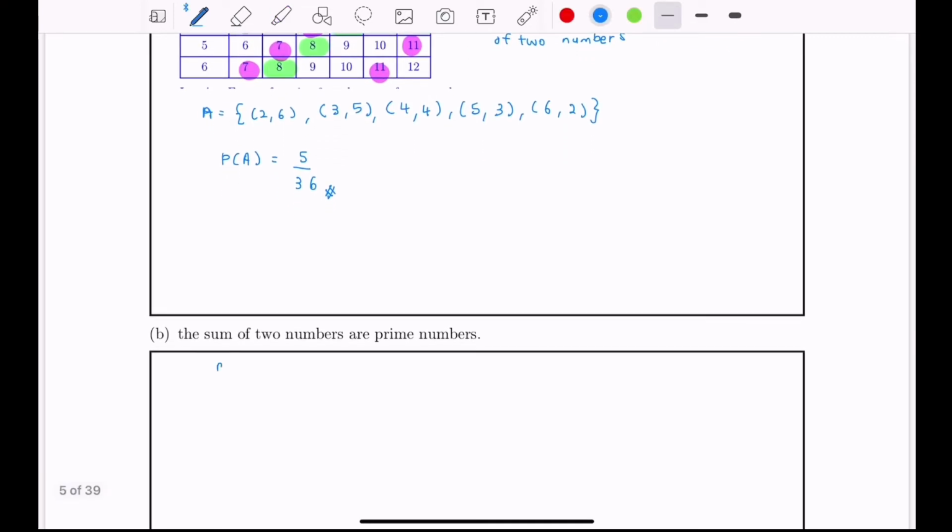So B is the event of getting a prime number as the sum. So the number of ways of getting a prime number is 15. So the probability of getting B equals 15 over 36, which can be simplified to 5 over 12.